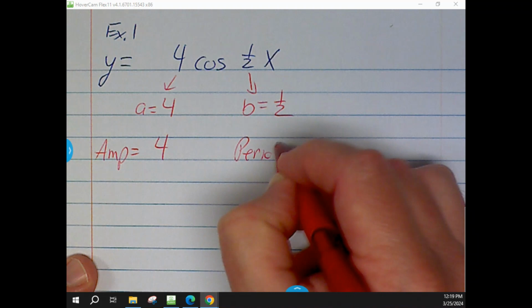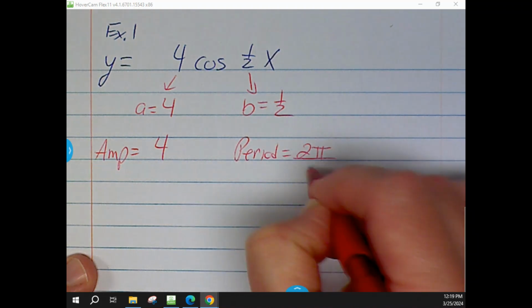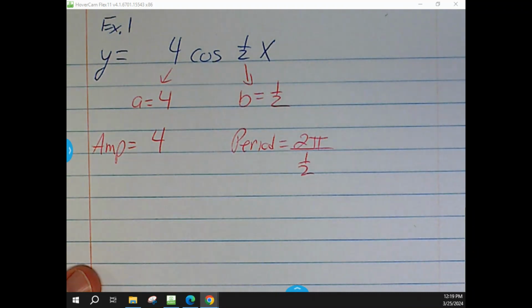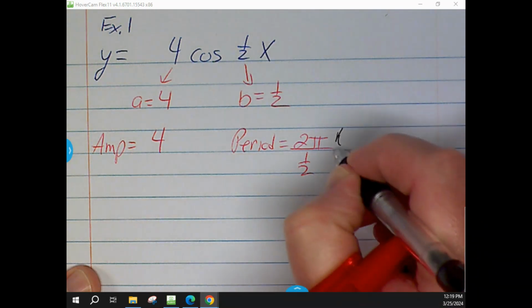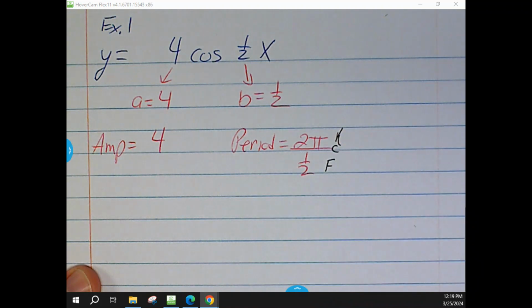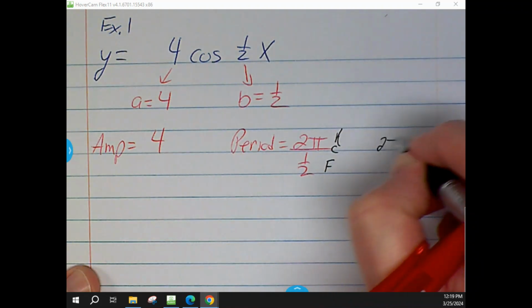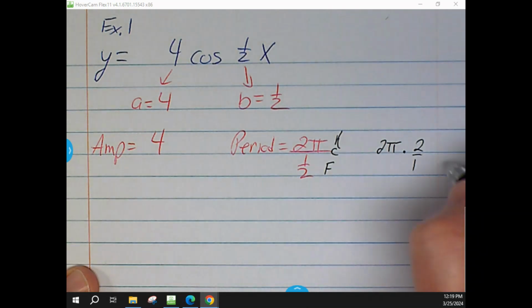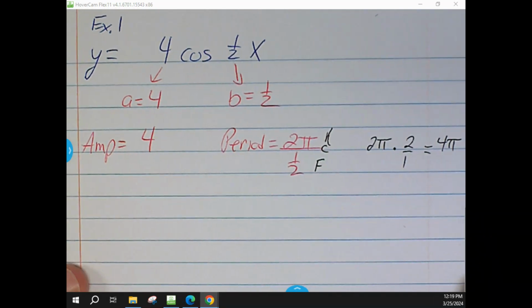For the period, this is going to be a little sneaky because it's 2 pi over 1/2. Okay, and here's where we take you back to middle school again. I know we don't like going back to middle school, but for the period, it's 2 pi over 1/2. We're going to keep it, we're going to change it, and we're going to flip it. So that becomes 2 pi times, flip the 1/2 to make it 2 over 1. So that's 2 pi times 2. That makes it 4 pi over 1. But if it's 4 pi over 1, we can just leave it as 4 pi.